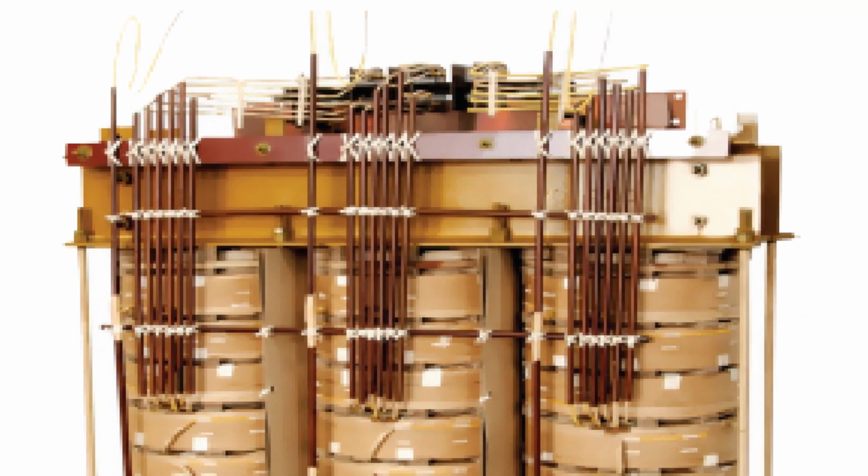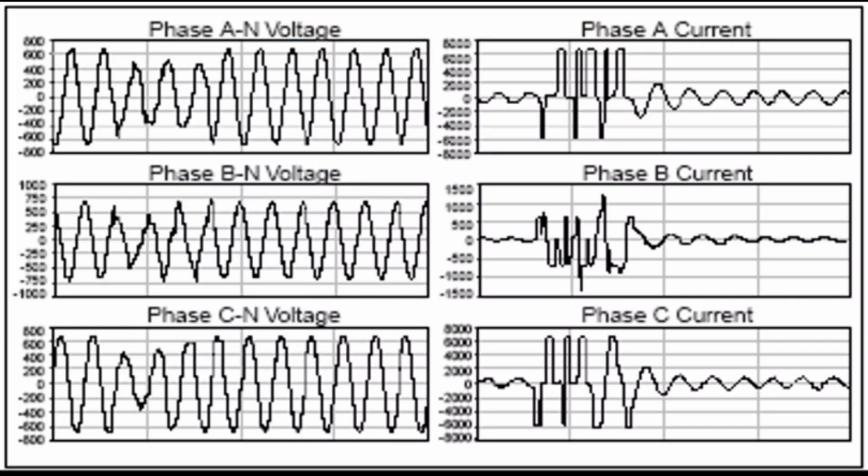Do you think a load with 80% current THD can produce less than 5% voltage THD? Yes, this is true. The amount of voltage total harmonic distortion is dependent on the impedance of the system.